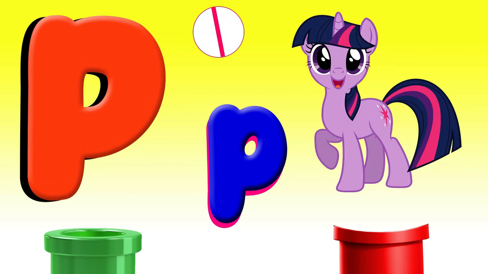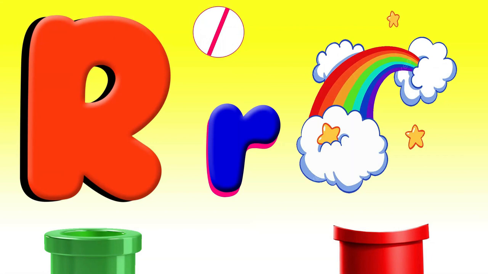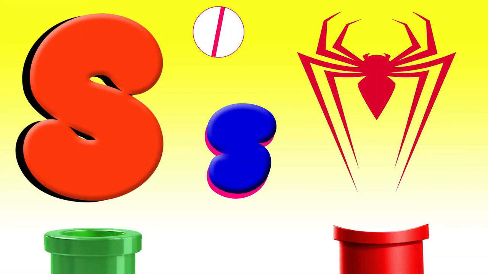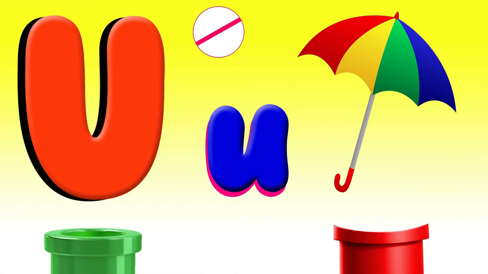Q is for queen, queen. R is for rainbow, rainbow. S is for spider, spider. T is for tiger, tiger. U is for umbrella, umbrella.